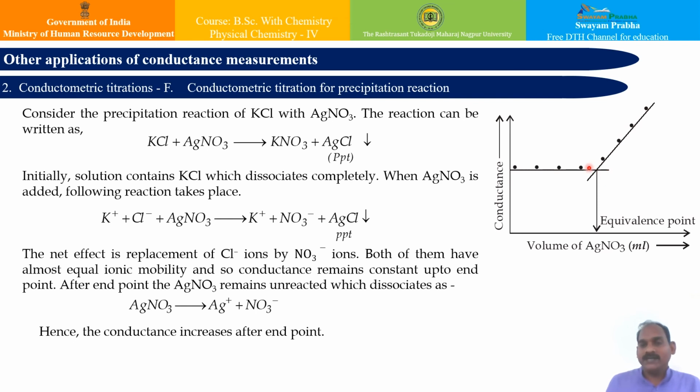Now once all the KCl is consumed, after the endpoint AgNO3 remains unreacted, and therefore it remains in the solution in the form of Ag plus and NO3 minus, and the conductance increases after the endpoint of the precipitation reaction. So this intersection in the KCl and silver nitrate titration gives you the endpoint of this precipitation reaction. Here all the KCl gets consumed, and after this, because of the dissociation of silver nitrate, this increase in conductance is observed.